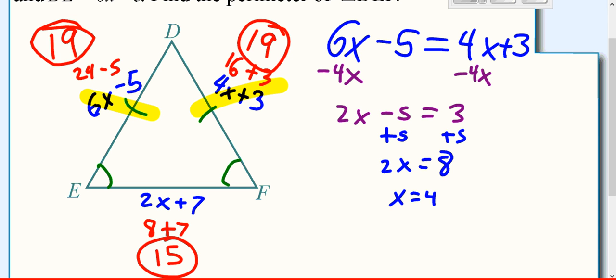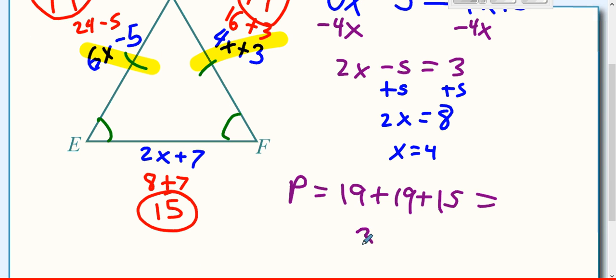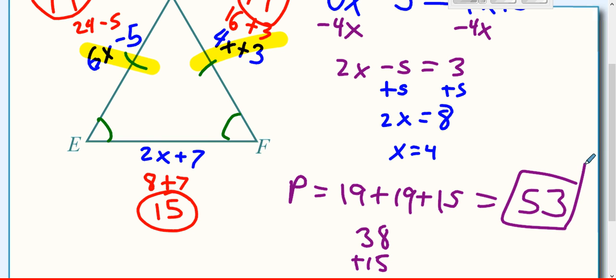So the perimeter, you add them all up. Add up all 3 side lengths. 19 plus 19 plus 15. All right, let's fix that 15 real quick. 19 plus 19 is 38. Plus 15, 53. So the perimeter is 53.